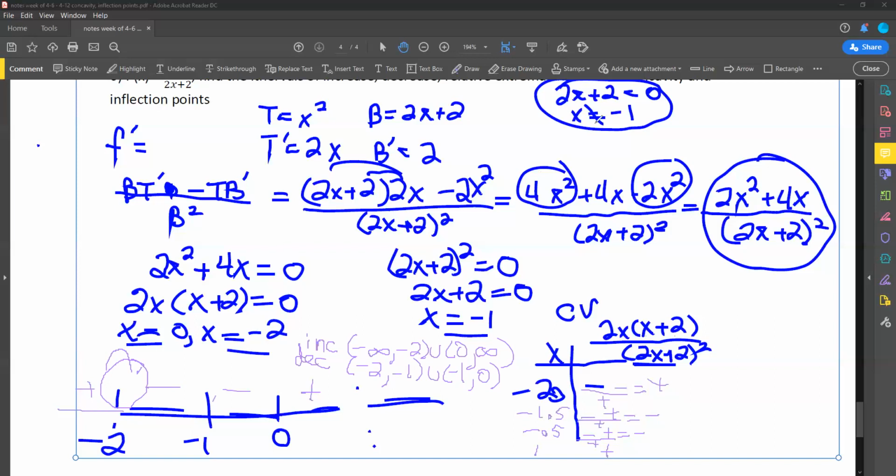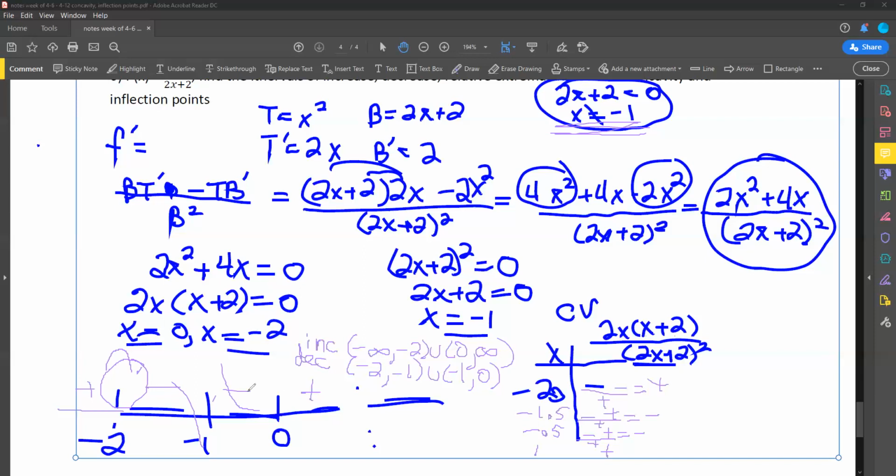This is why domain is important, because x can't be -1, it's not on the graph, it's a vertical asymptote. So it goes from decreasing to decreasing. Yeah, okay. And what that tells me is it's an asymptote. It's going to probably go down and then go down here. And then anyway, so that's nothing.